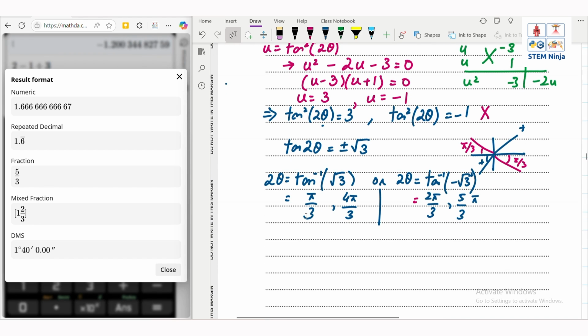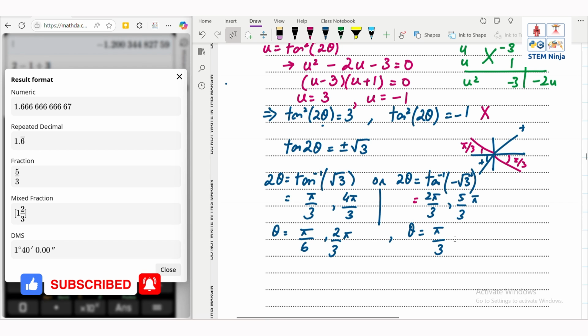Okay, now the thetas would be pi over 6, 4 divided by 6 pi, so that would be 2 over 3 pi. And from this, we will get pi by 3 and 5 over 6 pi.